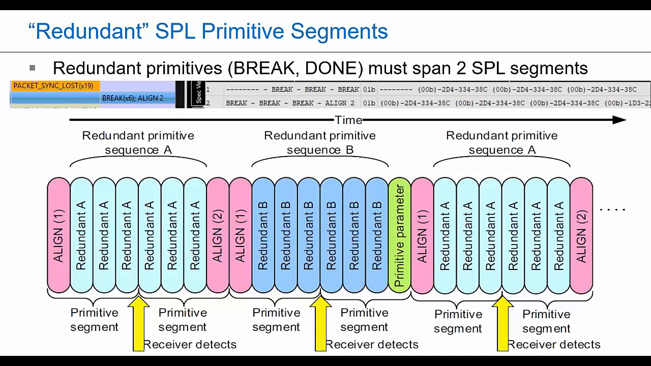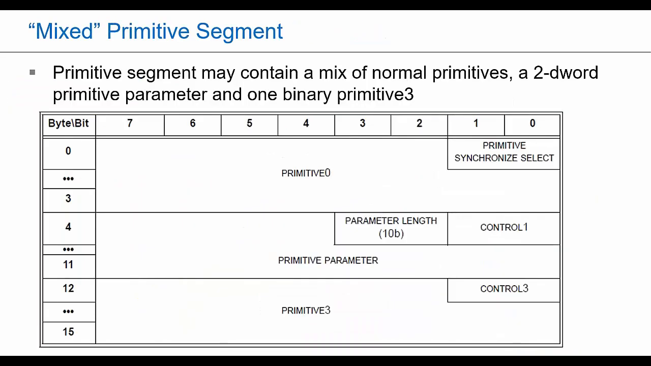The receiver is supposed to detect redundant primitives after receiving 3 consecutively. No real change here compared to SAS 3. Again, you'll typically see lines used to pad these SPL segments. Final word on primitives. It's also possible to combine different primitive types, including your primitive parameters, your binary primitives, into a single SPL. So there's flexibility there in how you pack these primitives together.